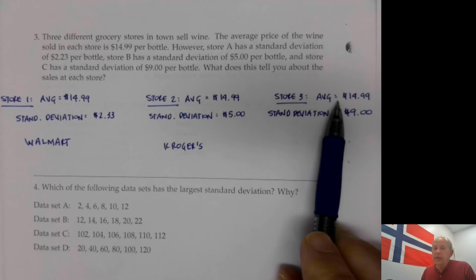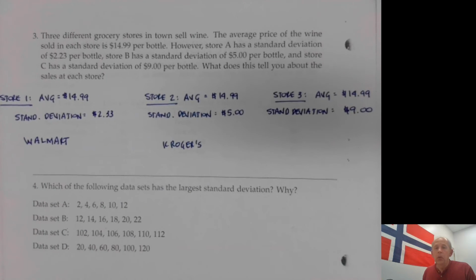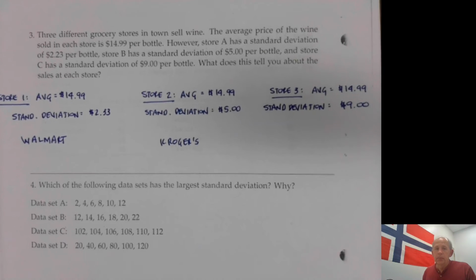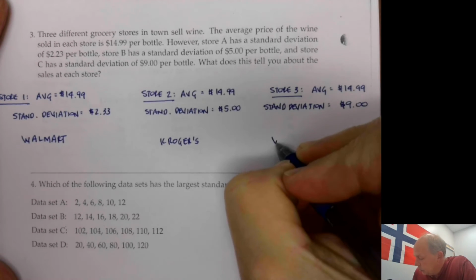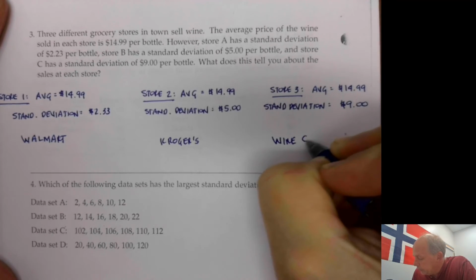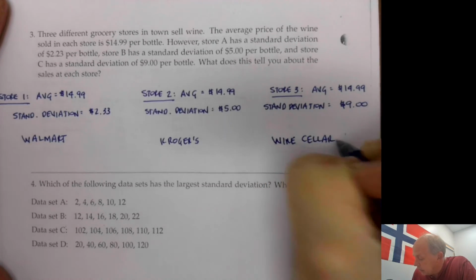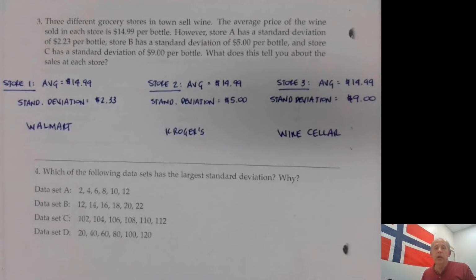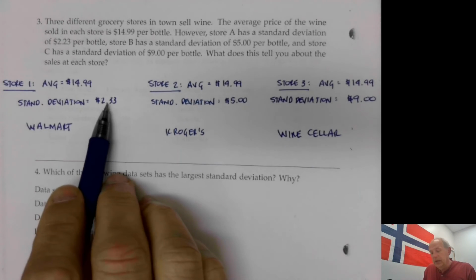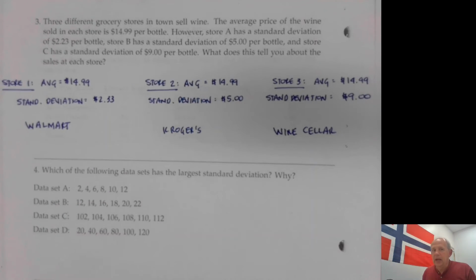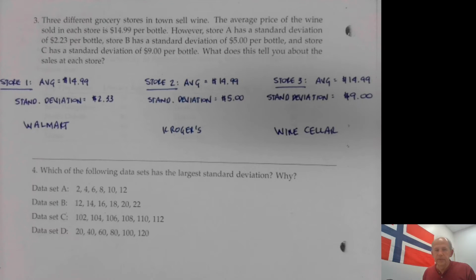The store number 3, the average is the same as Kroger's and at Walmart, but the standard deviation is much more, which indicates there's a larger spread in the price, going to be a larger spread in the quality. This would be some specialty store for wine. I don't know, like the wine cellar, where you can get just about any type of wine you want. That standard deviation reflects price and quality, in comparison to Walmart. That lower standard deviation means there's really not a lot going on in terms of variance, price, and quality.